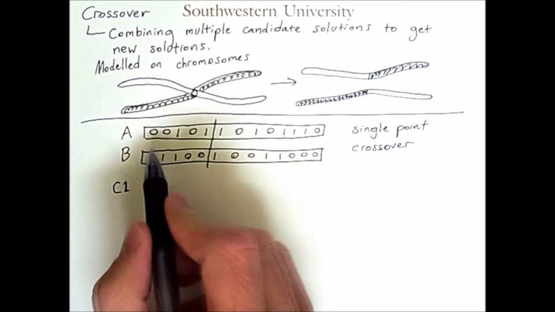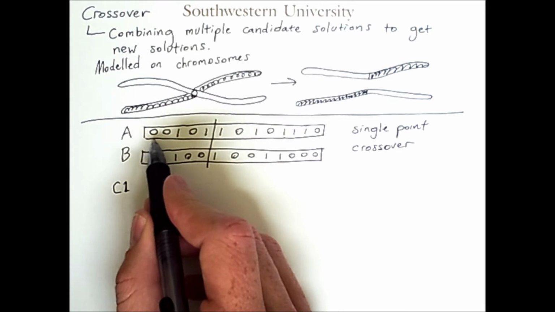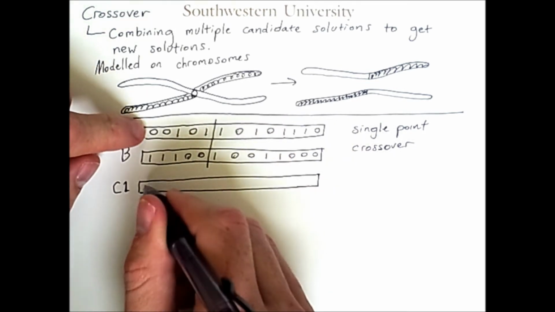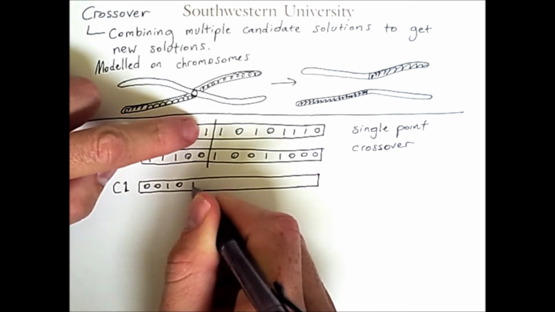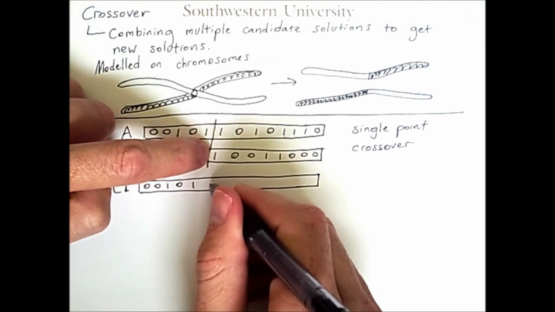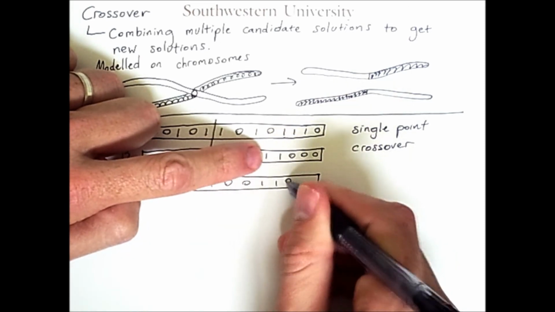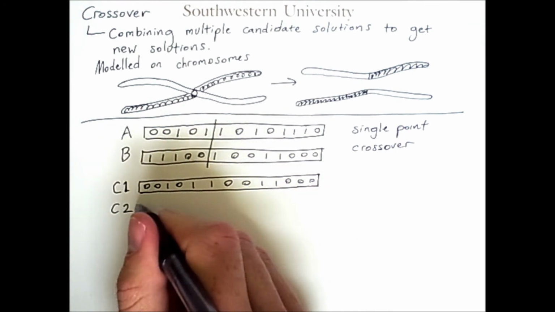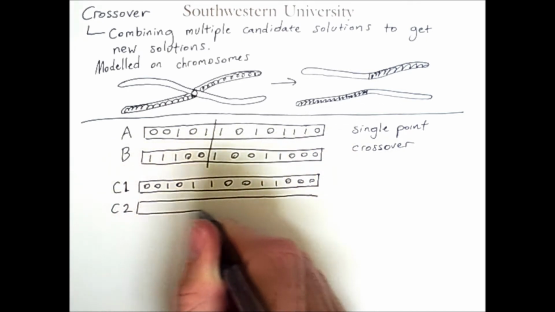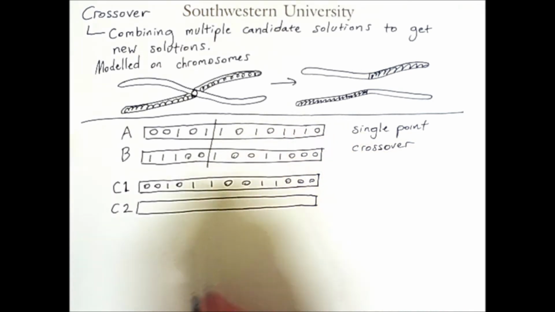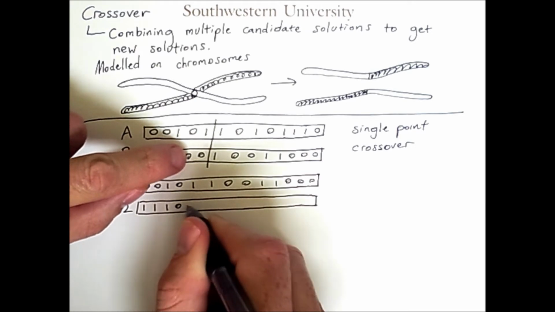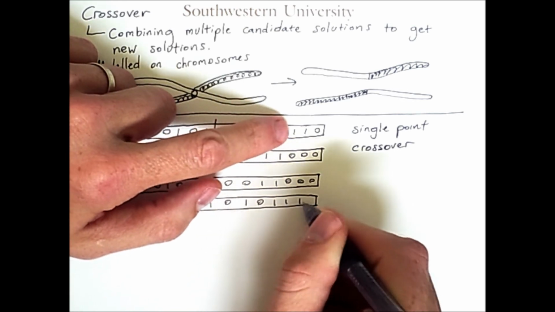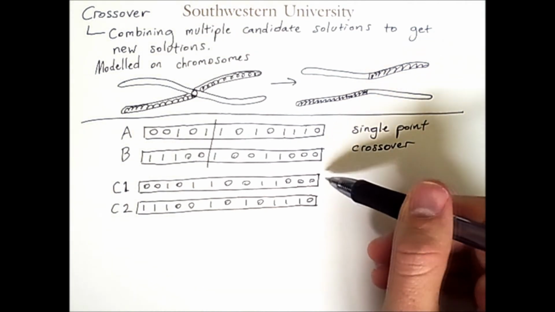Child 1 will have all of the genes, or bits, of parent A at the beginning, and then bits from parent B after that point. First, we take the bits from parent A. 0, 0, 1, 0, 1. And then from here on, we take bits from parent B. 1, 0, 0, 1, 1, 0, 0, 0. We can also create a second child that gets its initial bits from parent B and the remaining bits from parent A. So its bits would be 1, 1, 1, 0, 0, and then 1, 0, 1, 0, 1, 1, 1, 0. So from these two parents, we get two children.